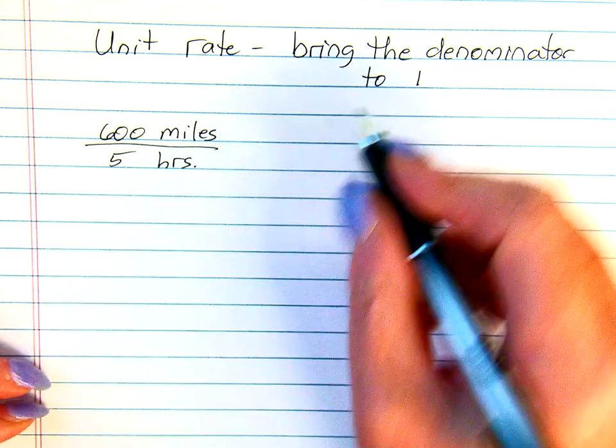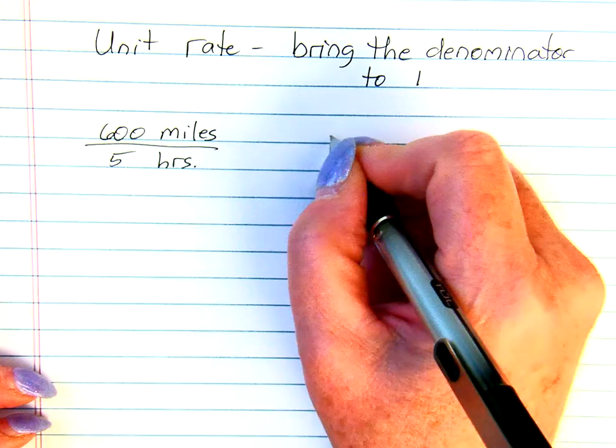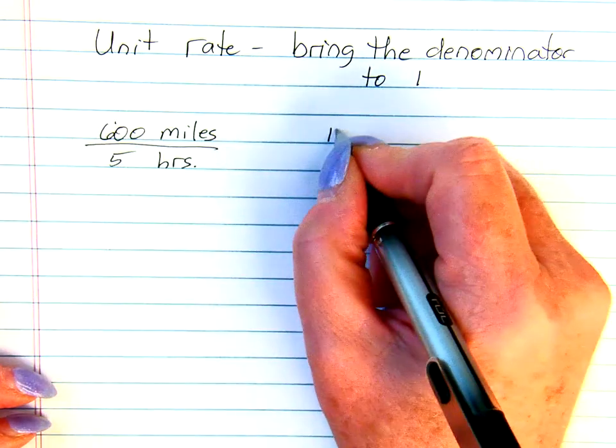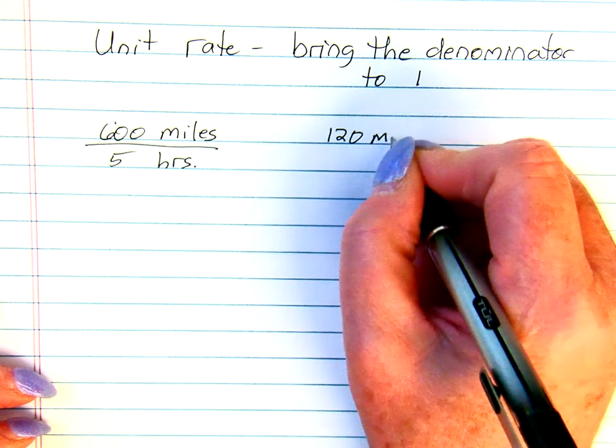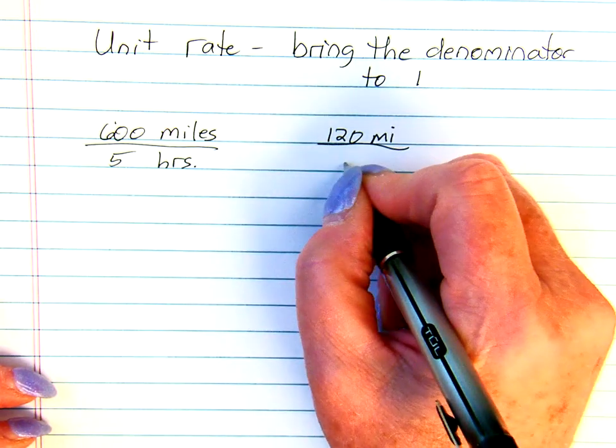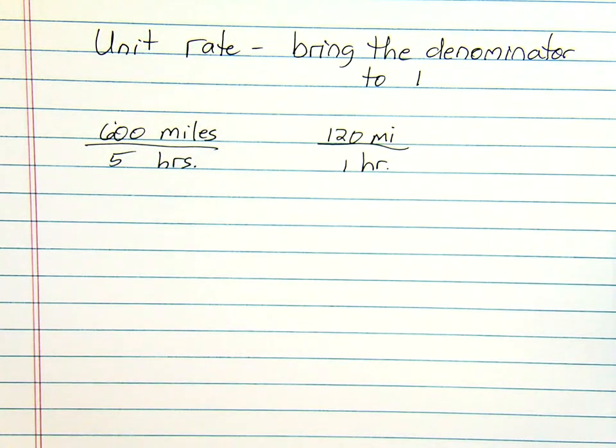Now when I do my division, 5 goes into 6 once with 1 left over, twice. Ooh, we shouldn't be doing this. That is 120 miles in 1 hour.